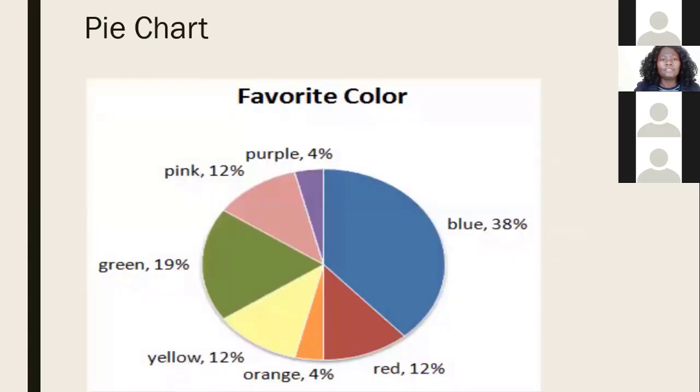Okay. So this is an example of a pie chart. We are looking at favorite color. You see the different sections, blue, red, and so on. Okay, someone may just choose to put the labels here, or they may choose to put it as a legend here. It all works. So that's a pie chart that we can also use to present our data.